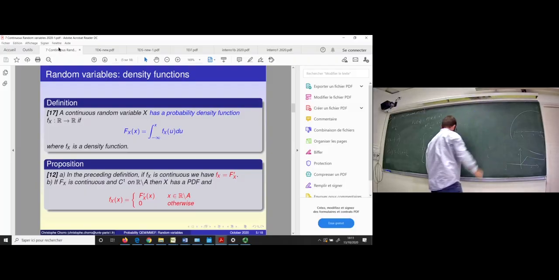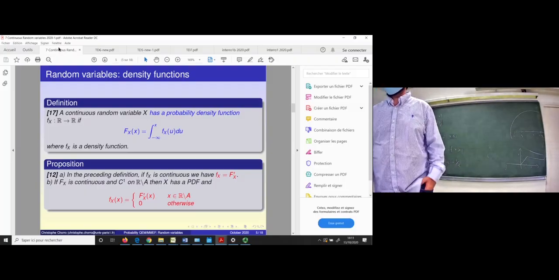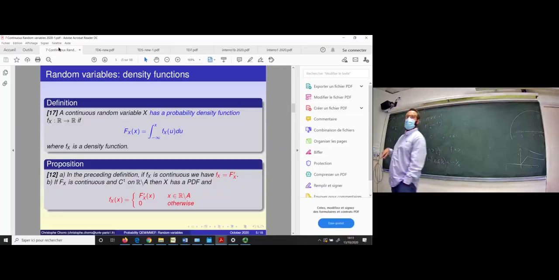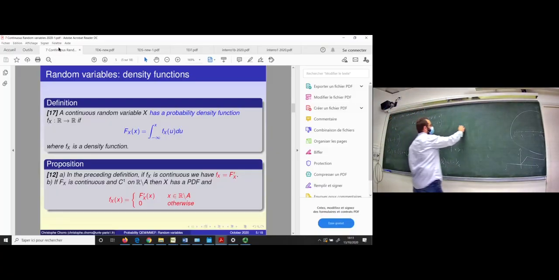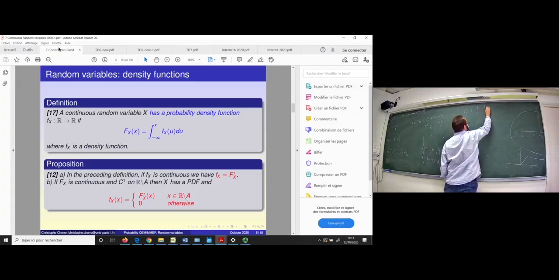And I obtain what? So the derivative of minus 1 over x is 1 over x squared. Okay, so at the end, computing this derivative, I obtain, for the density function of v at the point x, 1 over x squared, indicator function of x.